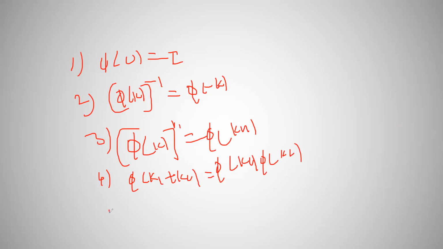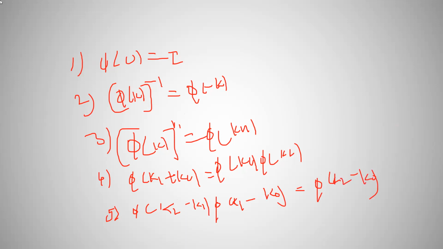And the last one, phi of k2 minus k1, phi of k1 minus k0 is equal to phi of k2 minus k0. The properties of the state transition matrix are very, very important. So prove these 5 properties.